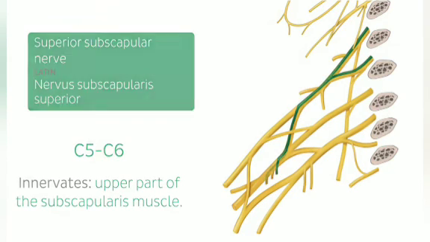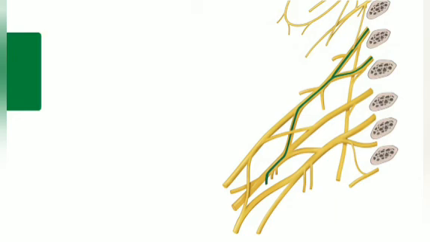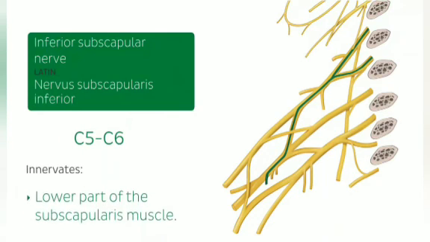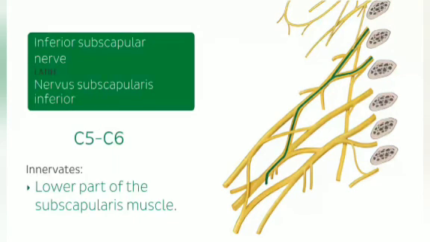Another nerve that arises from the posterior cord is the inferior subscapular nerve. This nerve carries fibres from the 5th and 6th cervical spinal nerves and provides innervation to the lower part of the subscapularis muscle as well as teres major.